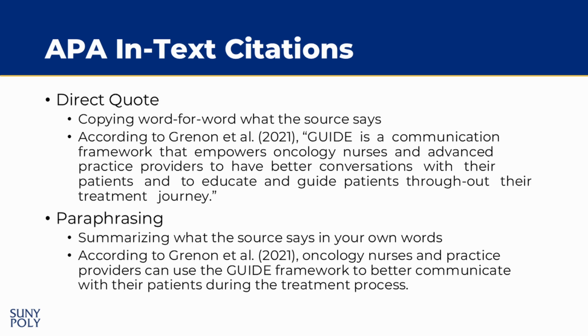Take a look at the examples on screen. For both of these examples, I've used a narrative citation. You can see for the direct quote, I start with the citation and then move directly into the quote. This is copied word for word from the original article. However, if you take a look at the paraphrasing, I start again with the narrative citation crediting the author, and then I've summarized the previous quote in my own words.